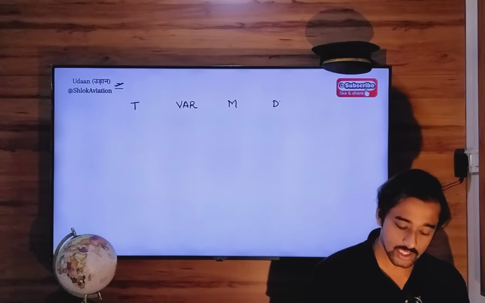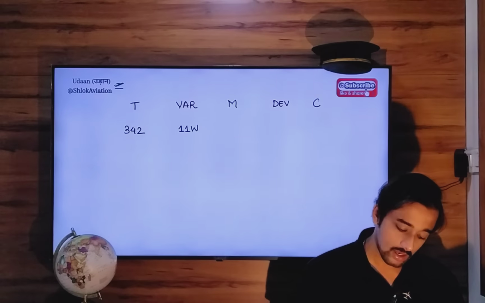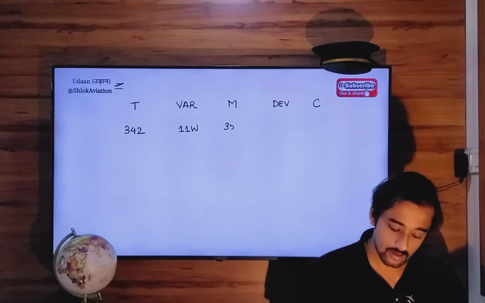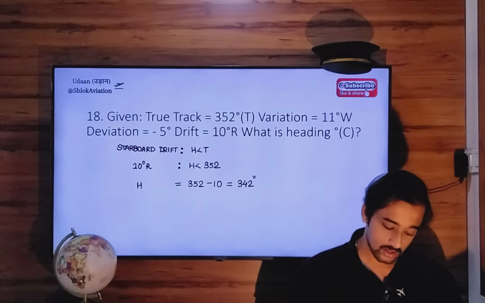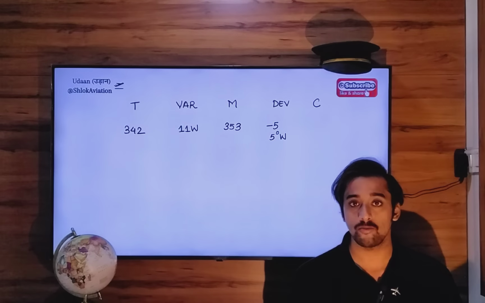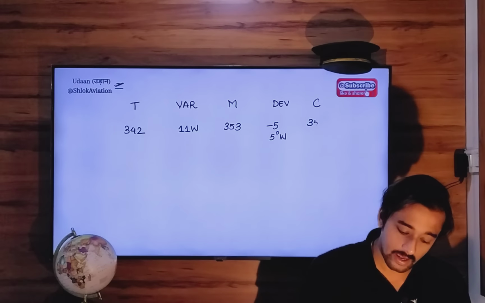Now with variation west, magnetic is west, meaning magnetic direction will be more than true direction. So 342 plus 11 is 353. Deviation is minus 5, meaning 5 degree west. Now deviation west, compass will be west. Compass will be more than magnetic. So 353 plus 5 is 358.